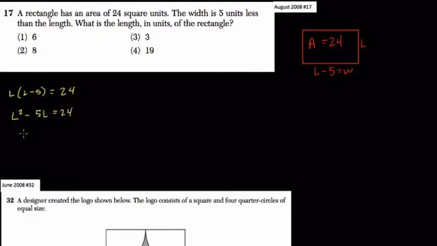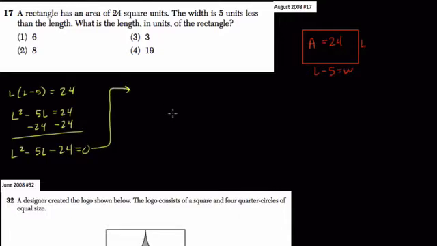Now we factor this, but before we do that, we always want to set it equal to 0. That's the easiest way to factor a quadratic like this. So how do we do that? We bring the 24 back to the left side. We subtract 24. And that gets us L squared minus 5L minus 24 equals 0. So we have this quadratic equation, and we're going to factor it. We're going to find what values of L actually work here.